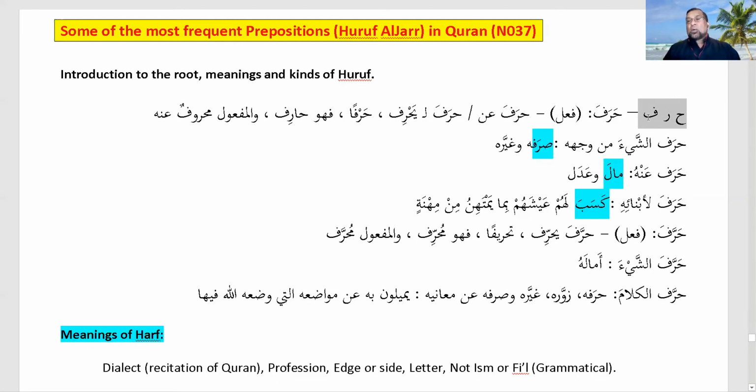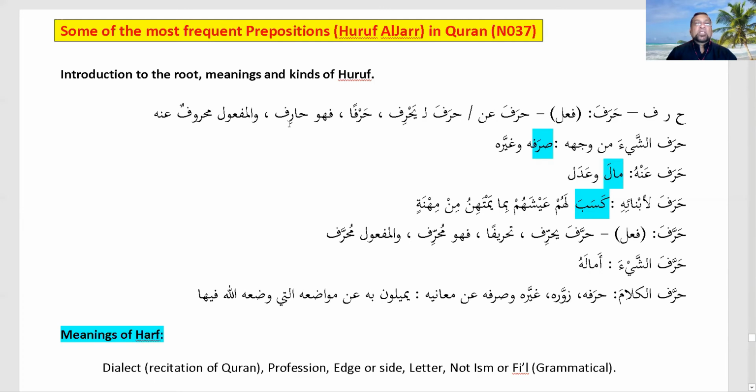So the word huruf is plural and the word harf is singular, and the root for harf is ha, ra, fa. The three original letters for the word harf come from the verb harafa, on the pattern of fa'ala. And many verbs use prepositions to make them transitive. So we have harafa an and harafa li. Yahrifu, harfan, yahrifu is the present tense. Harfan is the masdar, it's the action stripped of the subject and of time.